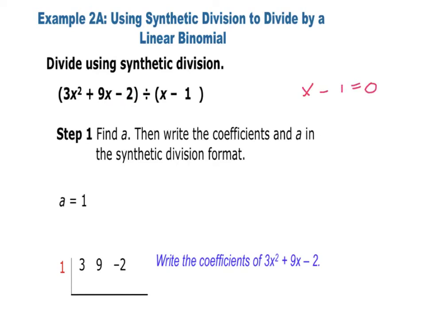Okay, so the first thing we're going to do is I'm going to take that linear binomial and I'm going to set it equal to 0 and solve. So we're going to add a 1 to both sides, and I get x is equal to 1. That's the number that's going to go out front. So I'm going to take that number and I'm going to put it right there.